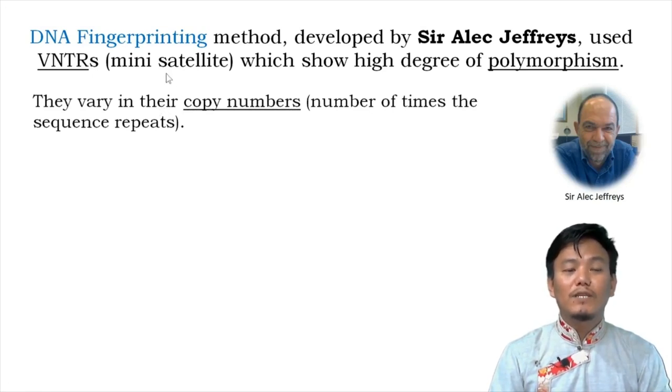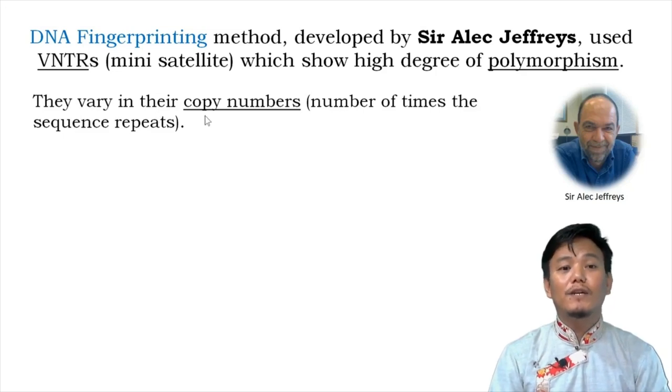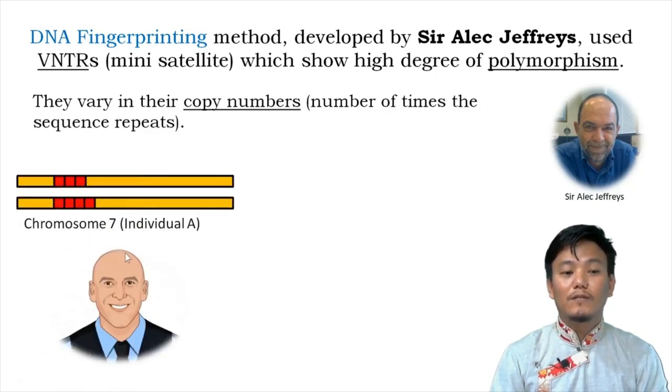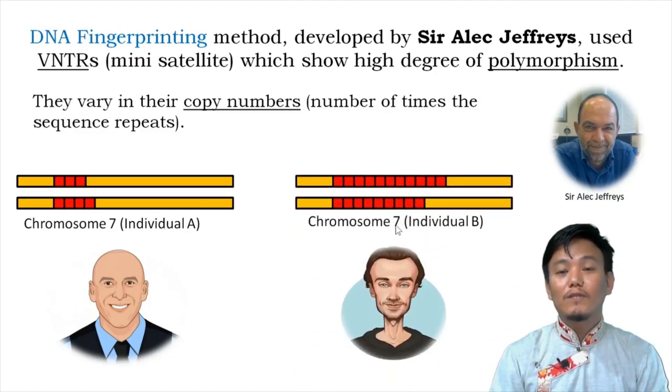Okay, so let us try to understand this one further. These VNTRs or the mini satellites, they vary or they differ in their copy numbers. Copy number means number of times the sequence repeats. Okay, so in this particular picture, we have individual A, right? This bald individual A, on his chromosome number 7. So these are two homologous chromosomes, chromosome number 7, one from the father and one from the mother. And on chromosome number 7, we have this repeating sequence over here. The red boxes represent the repetitive sequence, the repeating DNA sequence. And individual B, on the same 7th chromosome, also has mini satellites or repetitive DNA sequences over here in the red boxes.